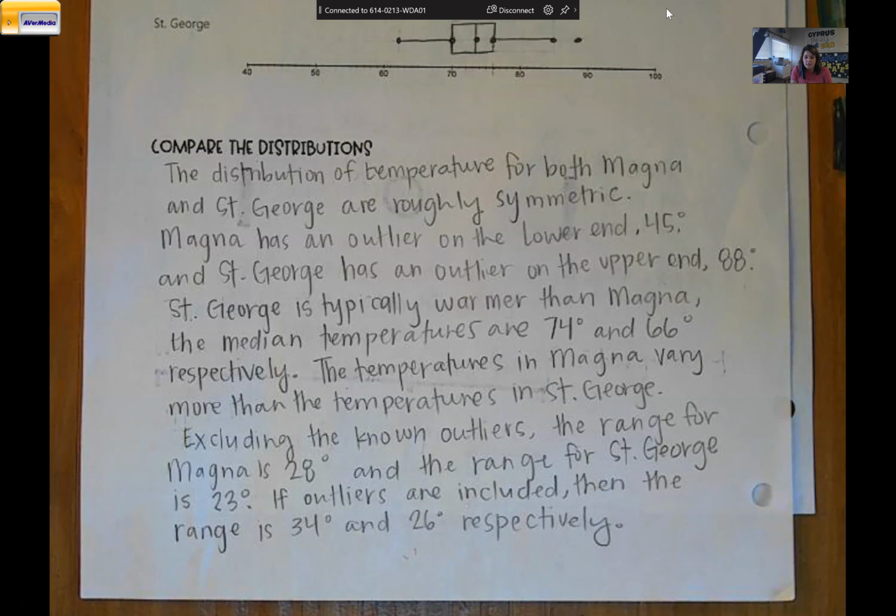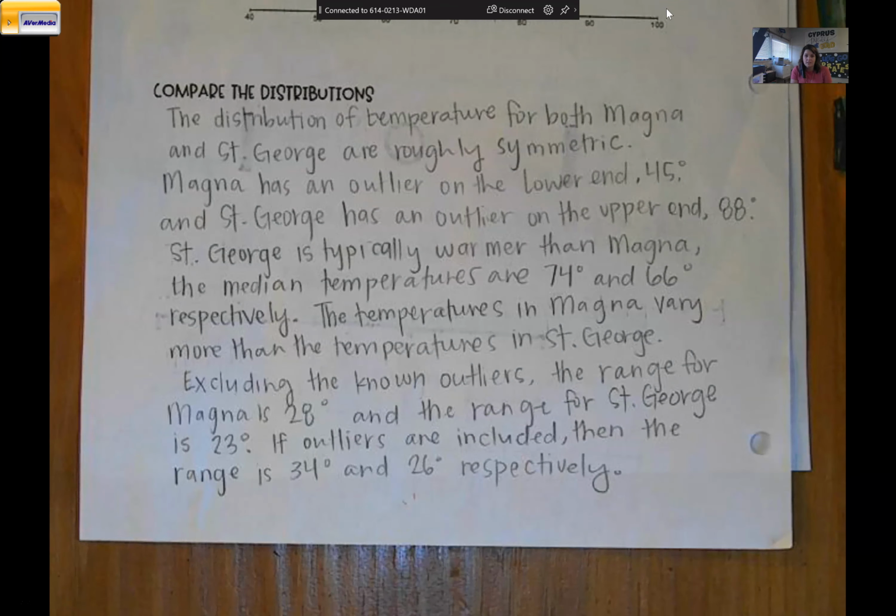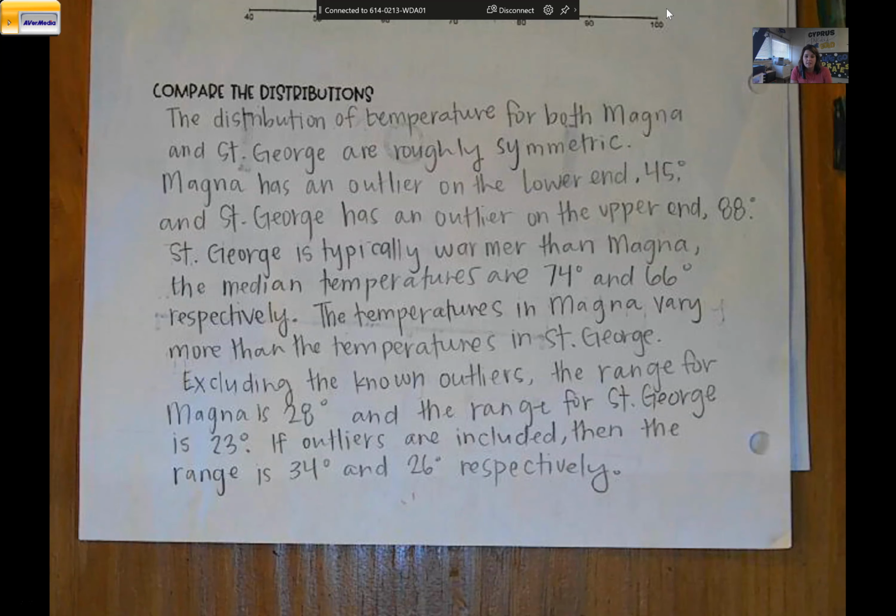The temperatures in Magna vary more than the temperatures in St. George. Excluding the known outliers, the range for Magna is 28 and the range for St. George is 23. So I'm noting that the temperatures vary more in Magna, and then I'm giving the range for those cities. And then I say if the outliers are included, then the range is 34 and 26 respectively. So I've hit all of the elements: SOCS, shape, outlier, center, spread.